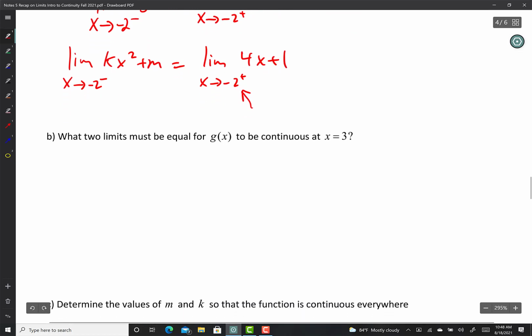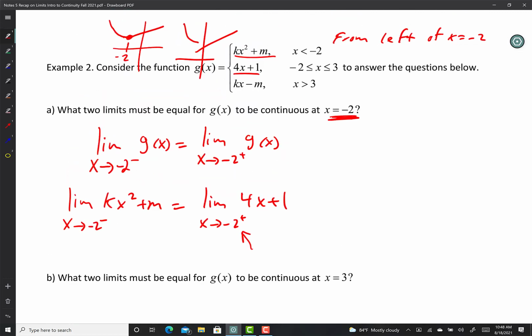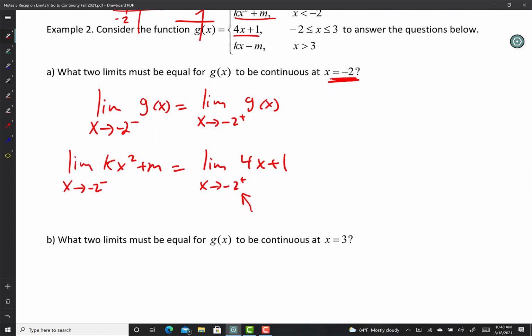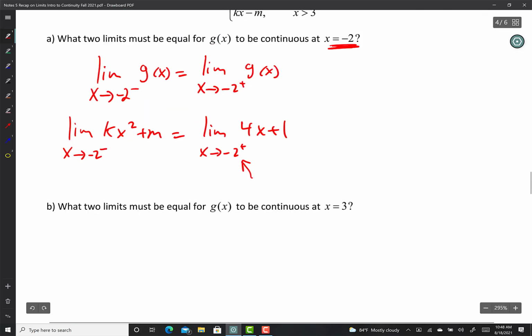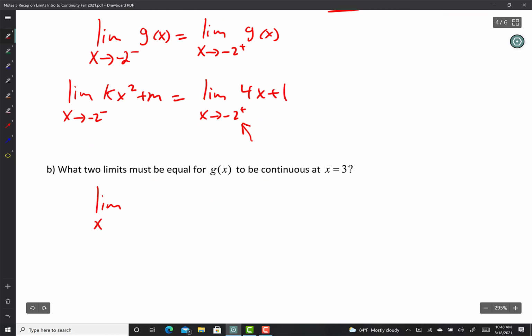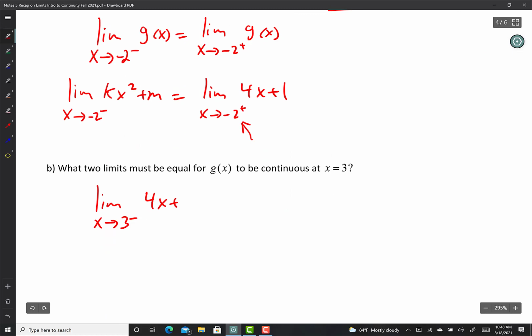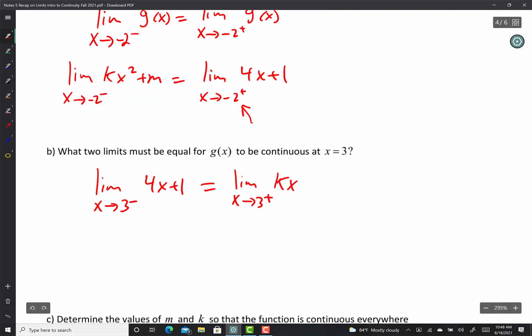What two limits must be equal for g of x to be continuous at x equals 3? At x equals 3, it's kx minus m, the last one for sure. And then I guess the middle, because the middle one is between negative 2 and 3, right? So the limit as x approaches 3 from the left, which is 4x plus 1, must equal the limit as x approaches 3 from the right, which is kx minus m. There it is. How do we feel?